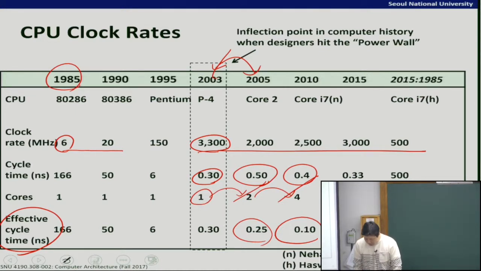So if you compare these numbers between 2015 and 1985, there was an improvement by a factor of 2,000 between 1985 and 2015.